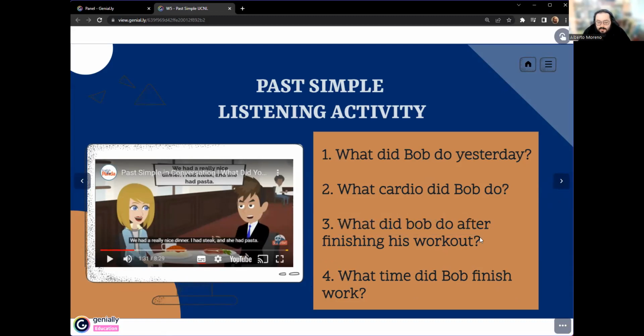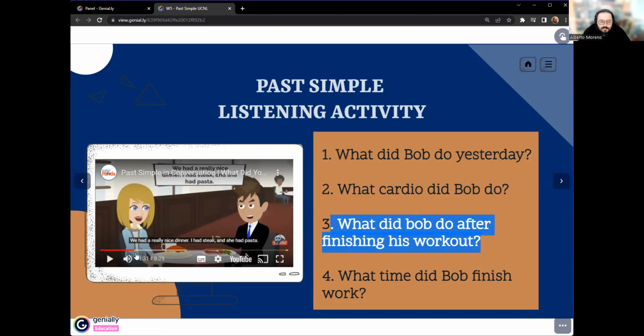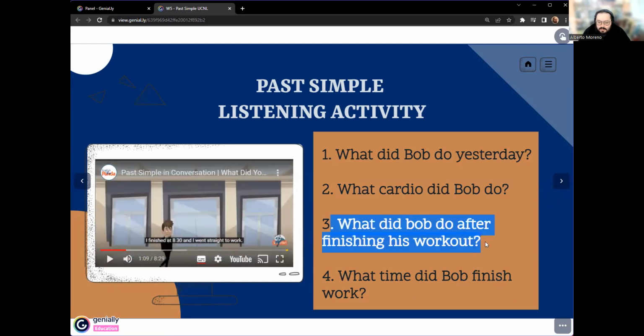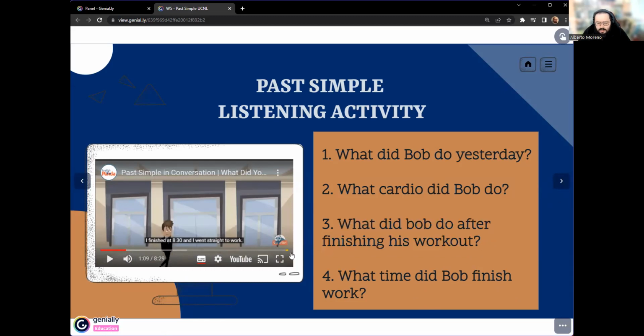La número 3 pregunta que qué hizo después de terminar su ejercicio de workout, su entrenamiento. Pues él se fue al trabajo. He went to work. He went to work.